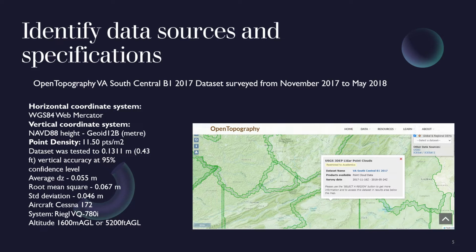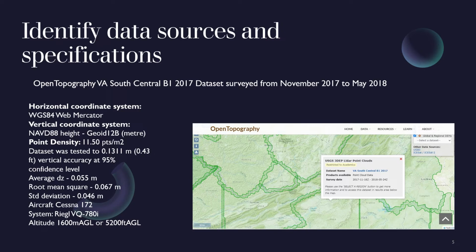Some of the data specifications include a horizontal coordinate system of WGS 84 Web Mercator, a vertical coordinate system of NAVD88 height, GEOID12B, in meters. It has a point density of 11.5 points per square meter. This data set was tested to 0.1311 meters vertical accuracy at the 95% confidence level, with an average error of 0.055 meters, an RMSE of 0.067 meters, and a standard deviation of 0.046 meters.